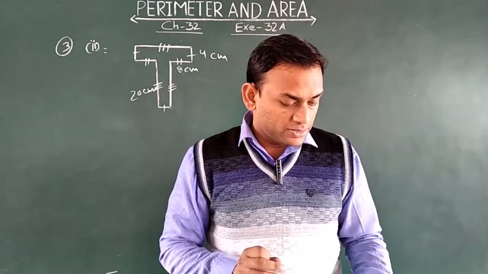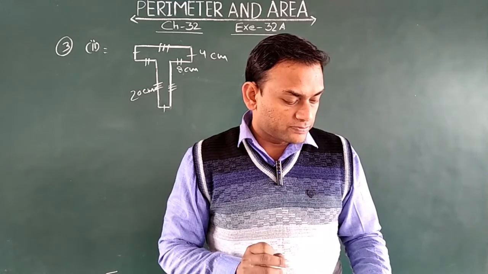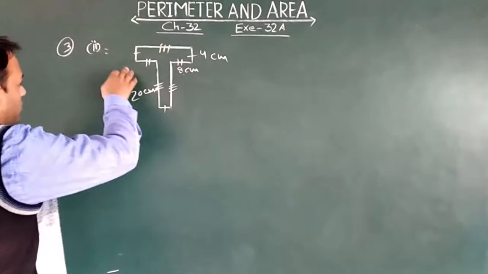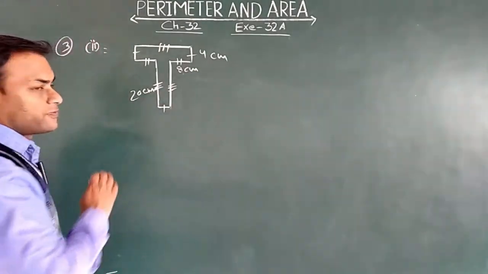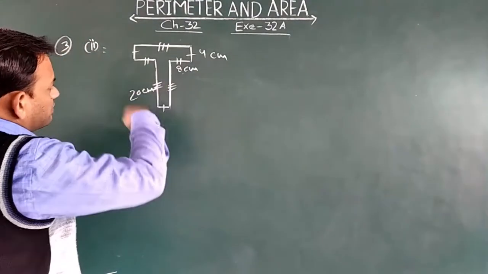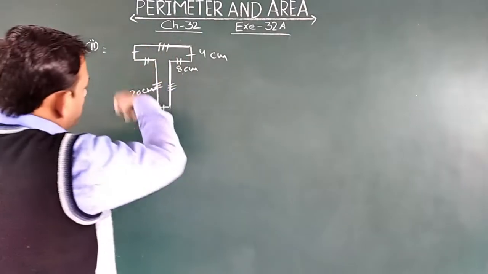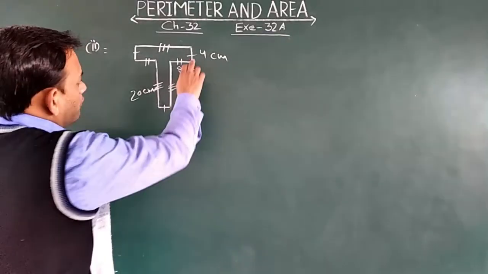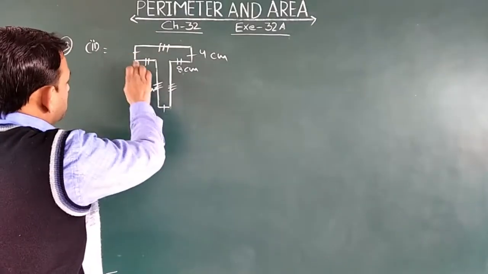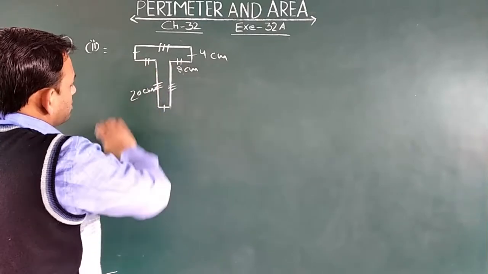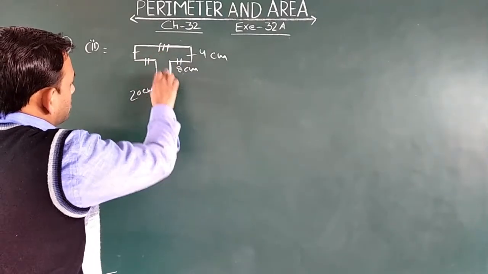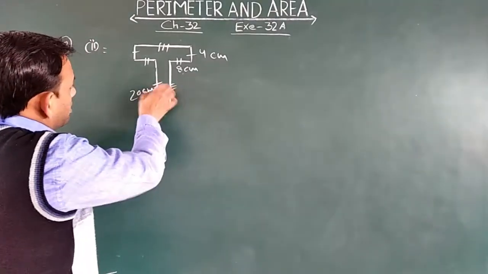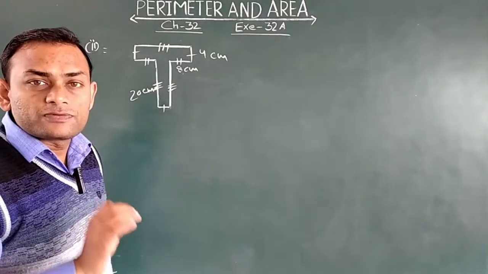Got it? So I am telling you the third question, question number 3 first of all. This is the second part of this question. In this question, you have to find the perimeter of the given figure. In this figure, you can see that similar signs are given: one line, the same sign; two lines, the same sign; and three lines, the same sign. These same signs show the equal length of the sides.